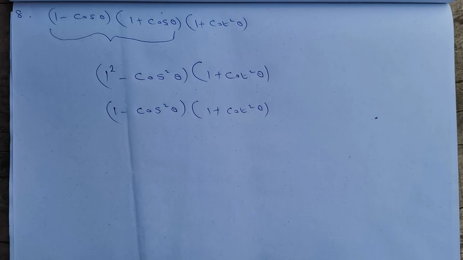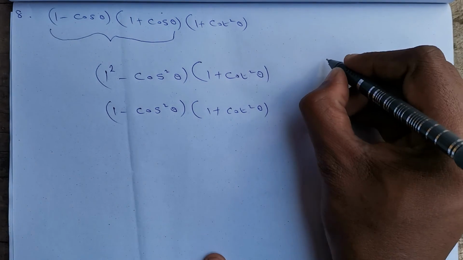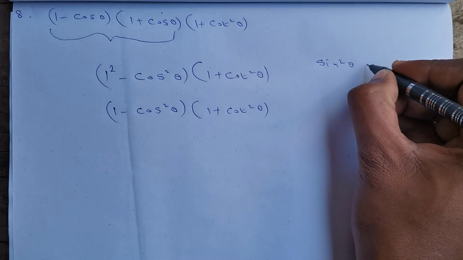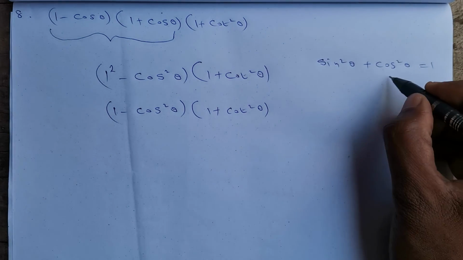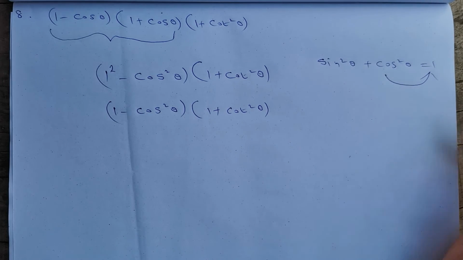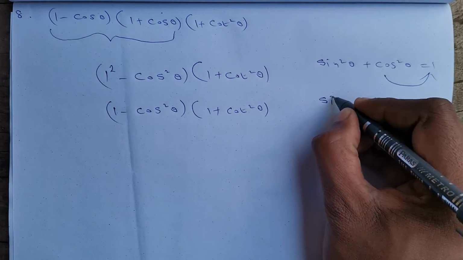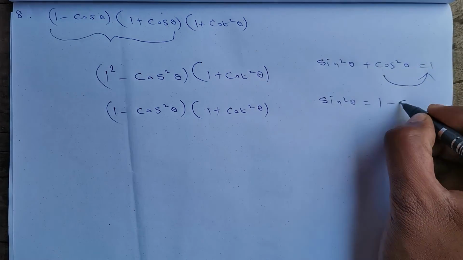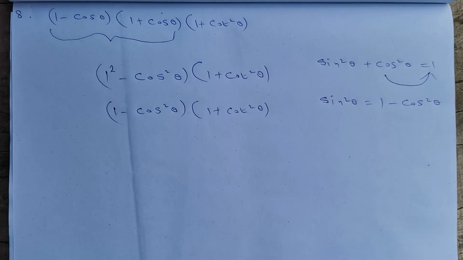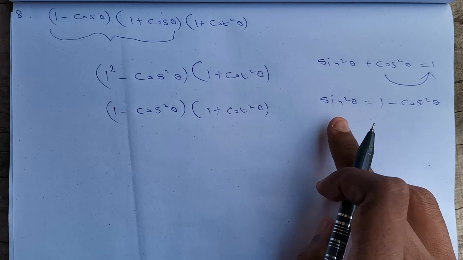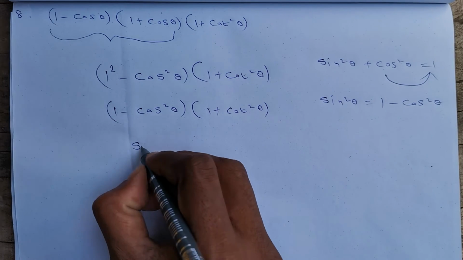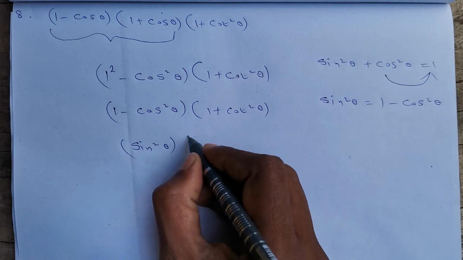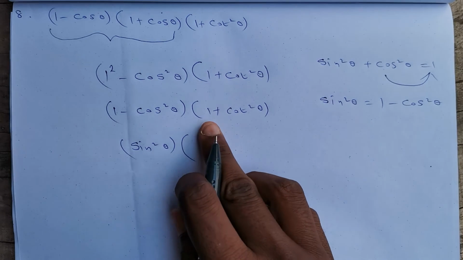Again, these two come under the identities. The first identity: sin square theta plus cos square theta is equals to 1. Now I will take this plus cos square theta to the right side, then it will become minus cos square theta. So sin square theta is equals to 1 minus cos square theta. So 1 minus cos square theta is nothing but sin square theta. So in the place of 1 minus cos square theta, I will substitute sin square theta into (1 plus cot square theta).